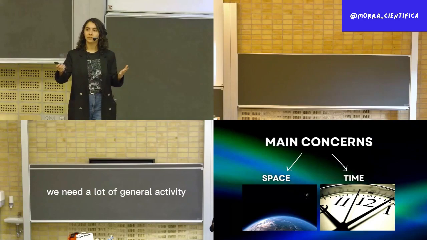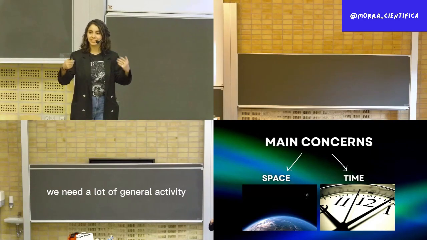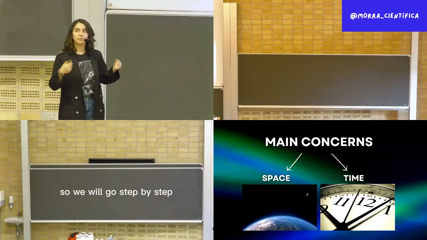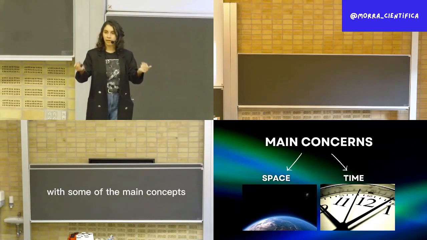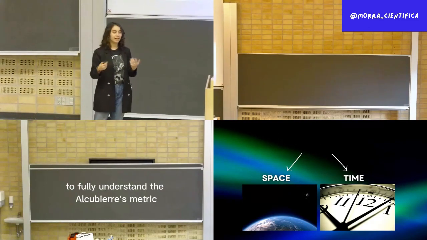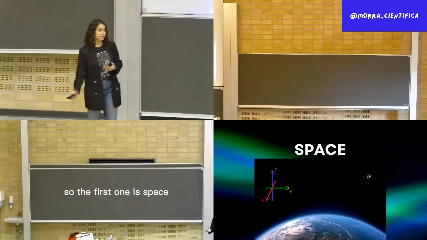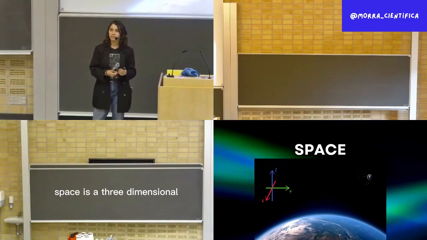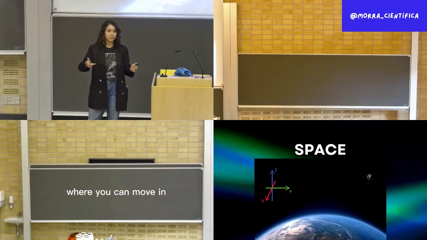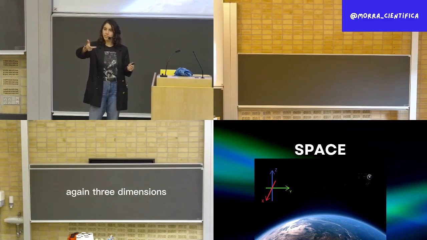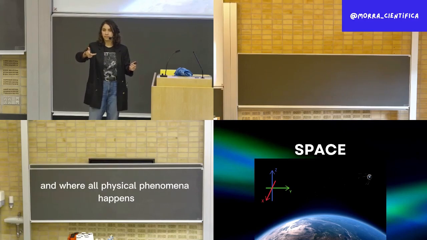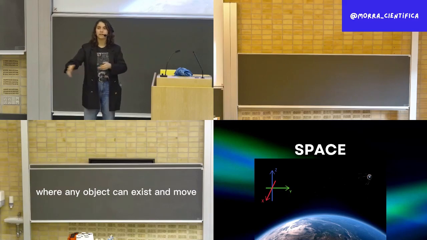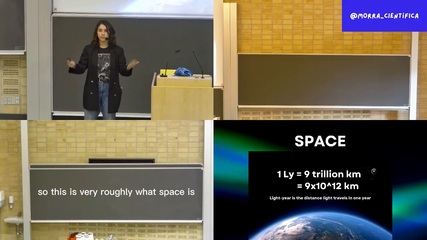And to do that, we need a lot of general relativity that most of you might not have had before. So we will go step by step with some of the main concepts to fully understand the Alcubierre metric. So the first one is space. Very roughly, space is three-dimensional, where you can move in three dimensions, and where all physical phenomena happen, where any object can exist and move. So this is very roughly what space is.